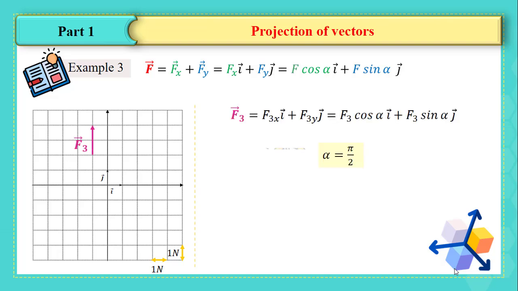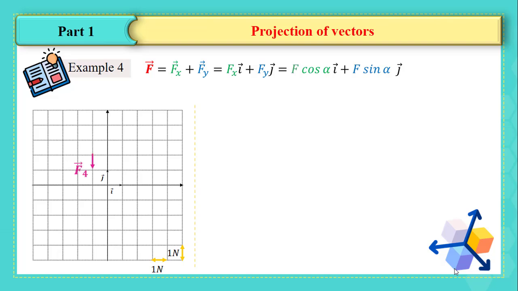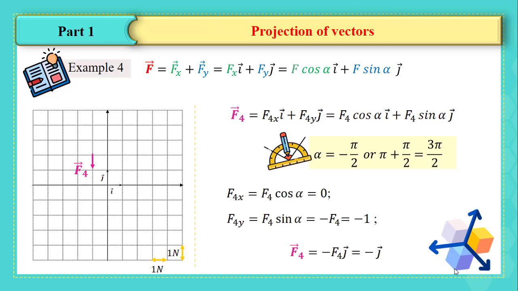F3 now is parallel to the y-axis and having the same positive direction. Then alpha is equal to pi over 2. By substitution, we find that F3 is equal to 2j. In example number 4, F4 is opposite to the y-axis. Then alpha is equal to minus pi over 2, and by substitution we find that F4 is equal to minus j. Again, in physics we can say that F4 is opposite to the y-axis, then it is simply minus j.